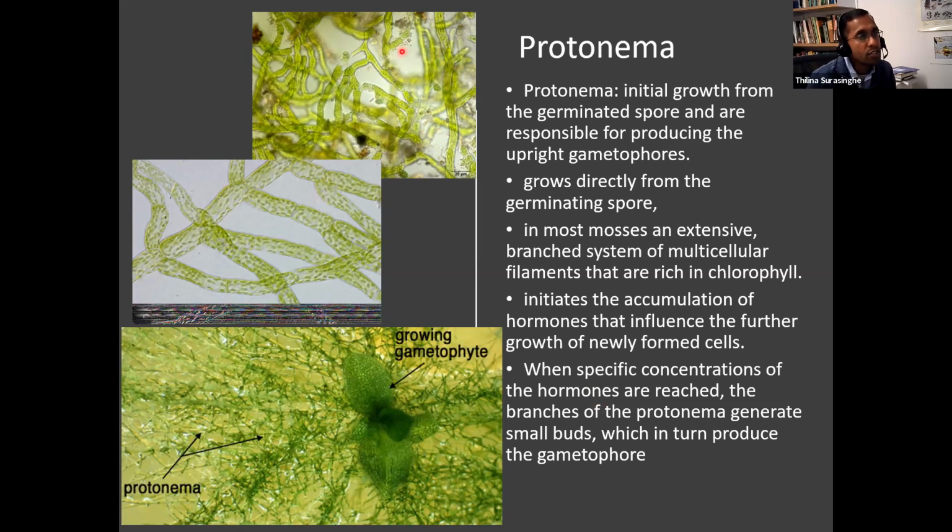Then the protonema will subsequently produce the gametophore, and the gametophore is responsible for producing reproductive structures. So in these diagrams, all of these green structures that are filled with chlorophyll are the protonema. That's kind of like the mycelium of a fungus, sort of an analog. And over here, this part that looks like a plant growing upright is the gametophyte that is produced by the gametophore.